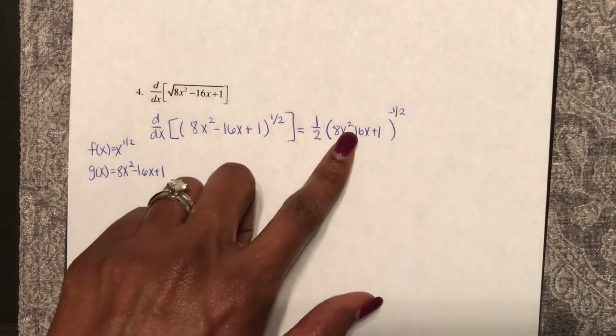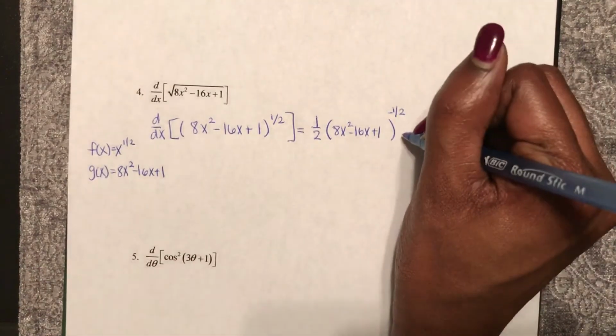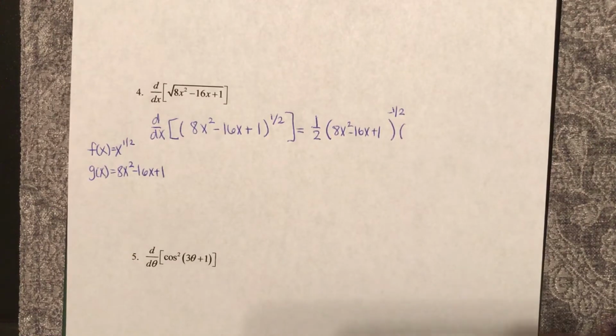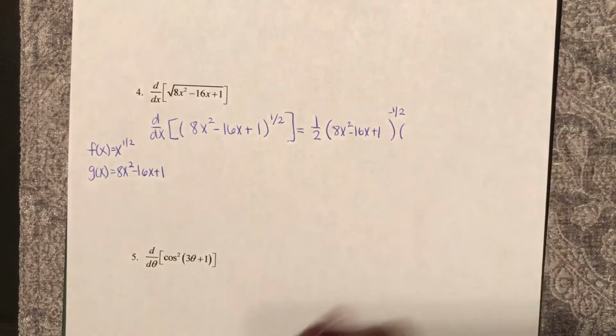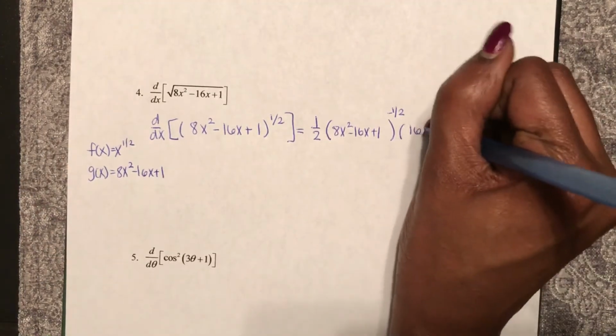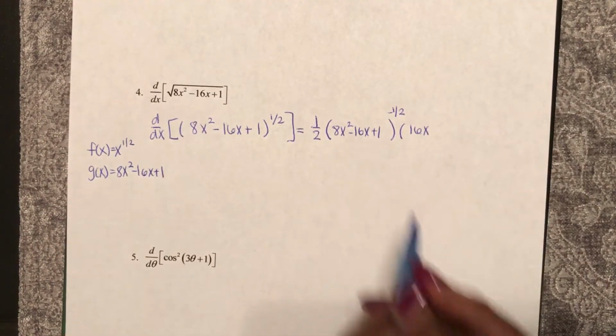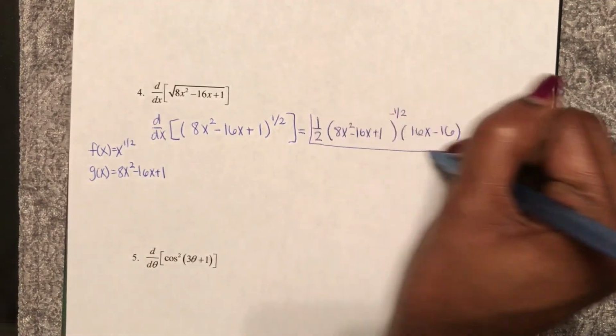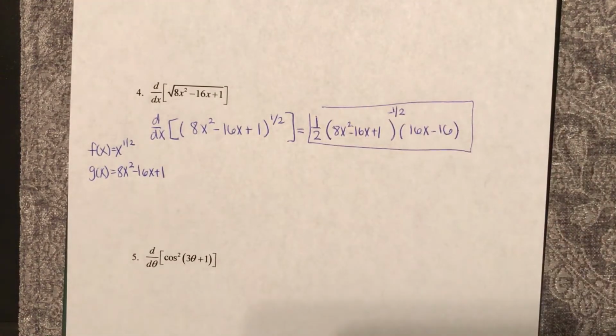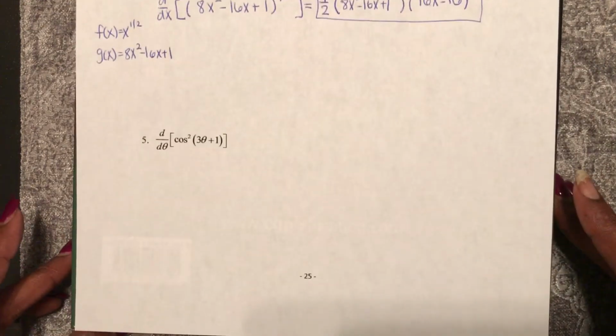Now don't forget, I need to chain on the end the derivative of our inside function, which using power rule is 16x for the first one, the derivative of the second term, negative 16, and the derivative of my constant is 0. So once again, an unsimplified answer, but we can practice our rules.